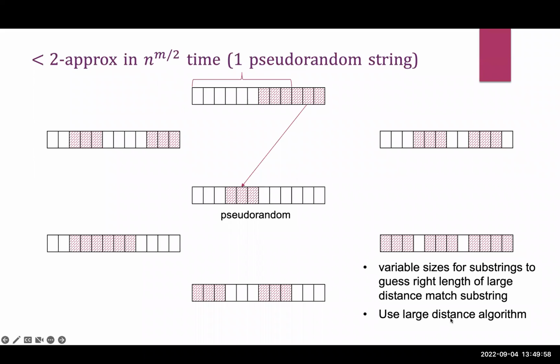Now, once we have all these m tuples of large cost match and small cost match, we can combine them using a dynamic program algorithm. On top of this, we run another dynamic program algorithm, and overall we can show that, with the guarantee that one of the input strings is pseudo-random, we can provide strictly below 2 approximation of alignment distance in time roughly n to the power m over 2.